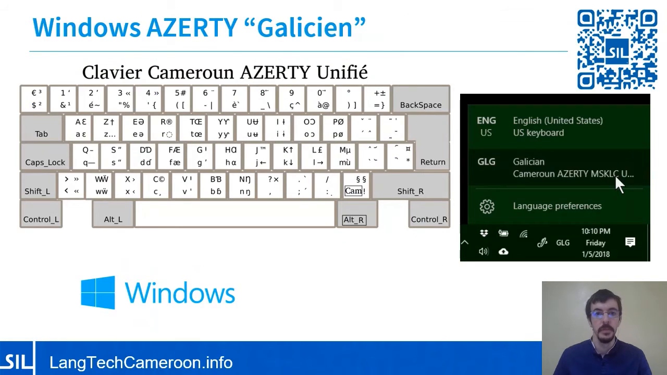It may be helpful to explain that there are two versions of the Cameroon keyboard for the desktop. This is the Azerty version that follows the French keyboard Azerty. This one is known as Galician because we did not have the opportunity to add new languages, but the Azerty keyboard uses the exclamation point to access most of the special characters. For example, exclamation point O will give you the open O, or exclamation point Shift O will give you the capital open O.